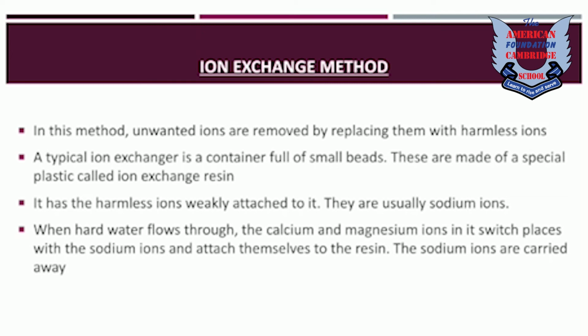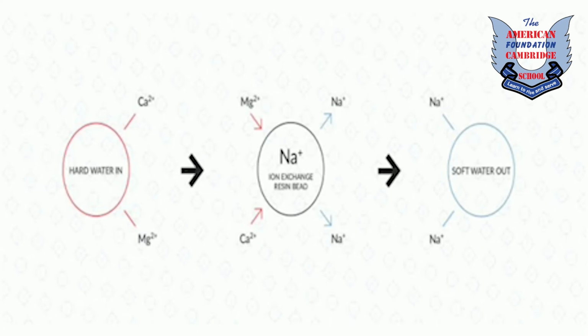Calcium and magnesium ions will be exchanged or replaced with the sodium ions, and later, as you can see in this picture, the hard water is flowing through the ion exchange resin beads, and the sodium ions are present on the ion exchange resin, and when the hard water crosses the ion exchange resin, the ions will be exchanged, and later the hard water will come out as soft water with the sodium ions, and the calcium and magnesium ions remain there in the ion exchange resin.